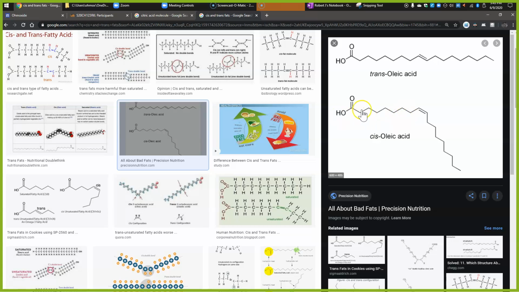This molecule right here with this curve in it, this is what your cell membranes are made out of. This one up here, your body has no use for this molecule. But it's a fat. So what does this molecule do? Give you energy? It could, but it doesn't. Your body doesn't want to use it for energy because it's difficult to metabolize because it's trans.